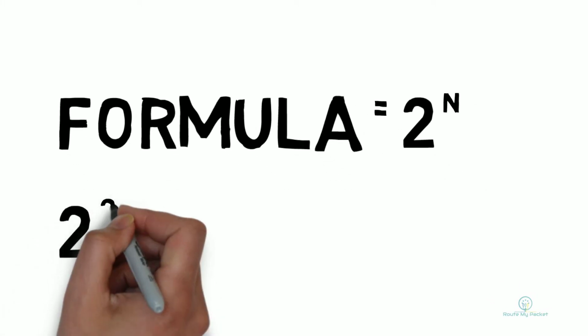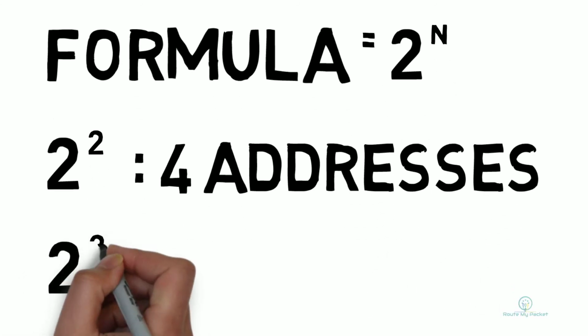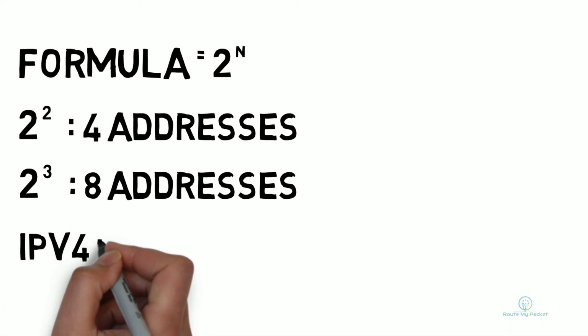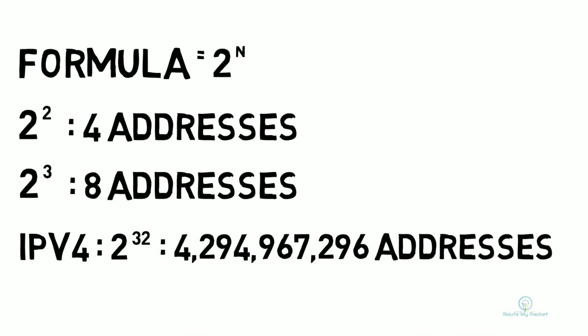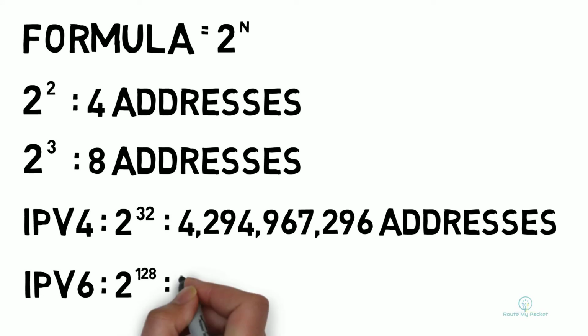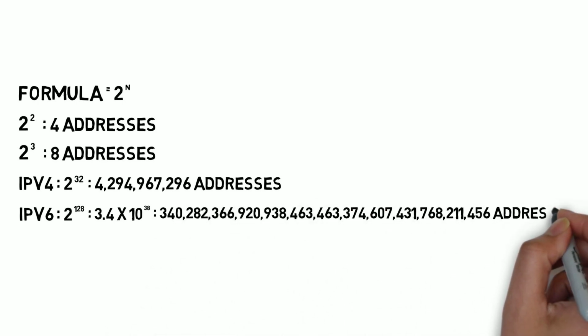Therefore, 2 to the power of 2 would give us 4 addresses. 2 to the power of 3 would give us 8 addresses. And since we have 32 bits in an IP address, this means we can assign more than 4 billion addresses. If we increase the number of bits to 128, we end up creating an IP version 6 address, which would give us 2 to the power of 128 or 3.4 times 10 to the power of 38 addresses.